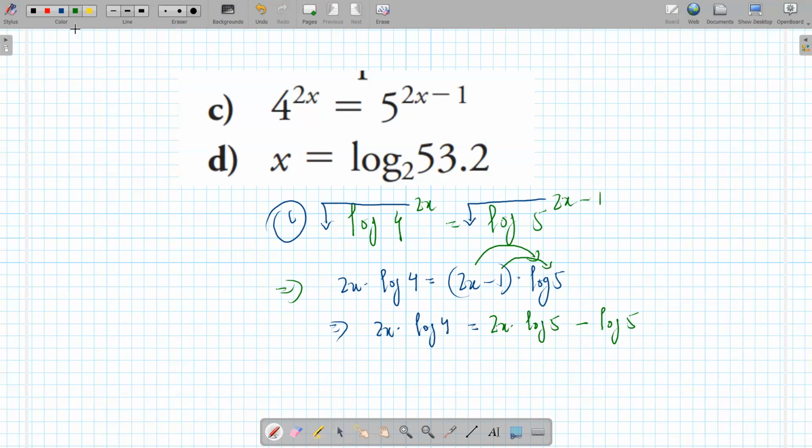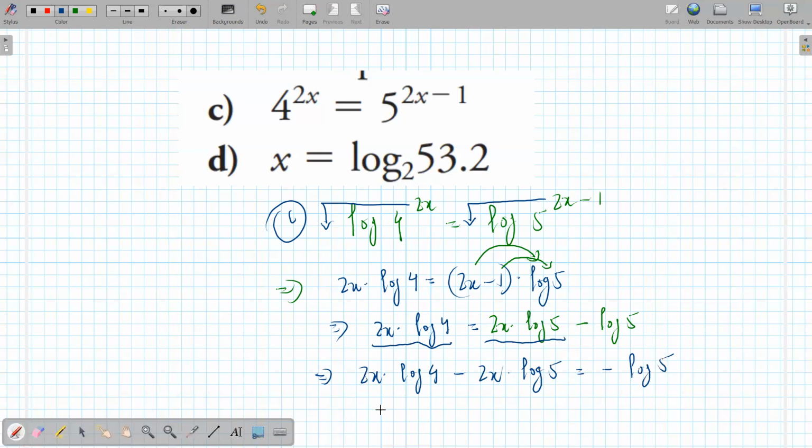Now again, this is still a linear equation. You want to group up the like terms. You see how there's an x on this term and x on this term? You want to make sure that they're on the same side so we can pull out that x. So subtract this term, 2x times log 5, from both sides. It becomes like this. Now in the next step, you want to pull out that x. What are you left with if you pull out that x?